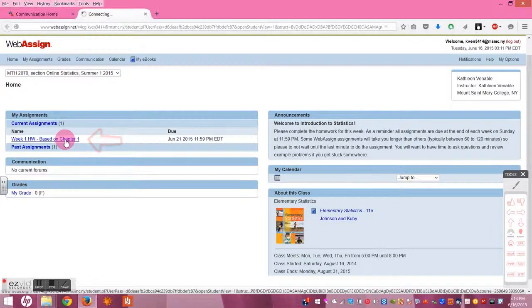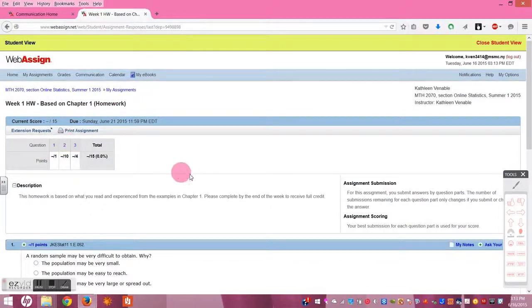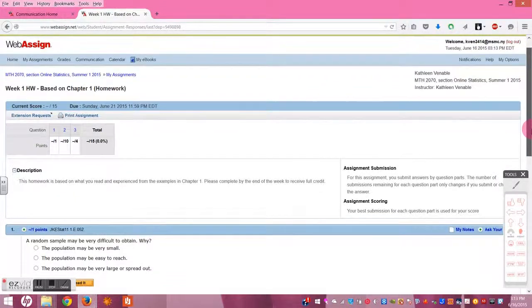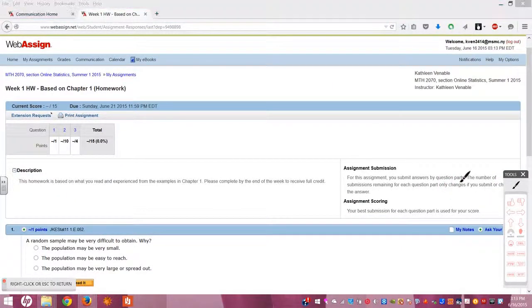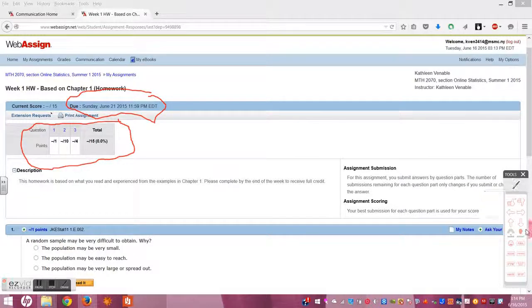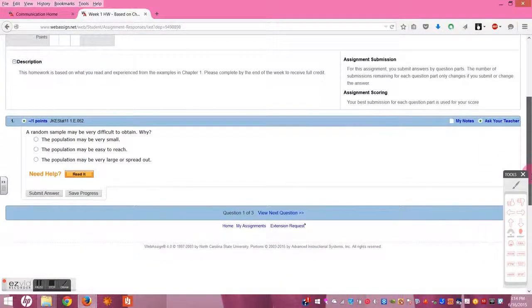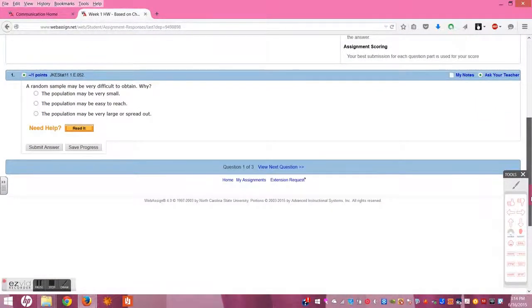It's the Chapter 1 homework. Click on it to access the homework itself, and it's going to open up another page like this. It gives you some information at the top. It tells you the title of the assignment, the current score, when it's due, and also how many questions are available and how much each is worth. In the second box here we have 3 questions, and each is worth different points. The first one's worth 1, the second 10, the third 4, for a total of 15 points. That'll continue to update as you answer questions.